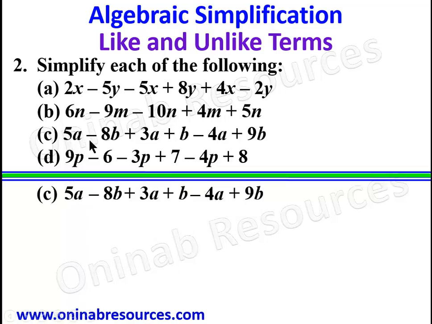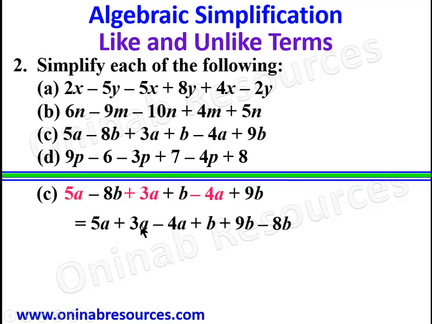We go to problem 2c. For problem 2c, I have terms with a and terms with b. Identifying terms with a, I have 5a, 3a, and minus 4a. Grouping them together, we have 5a plus 3a minus 4a. Then grouping the terms with b together, starting from the positive terms, I have b plus 9b minus 8b.